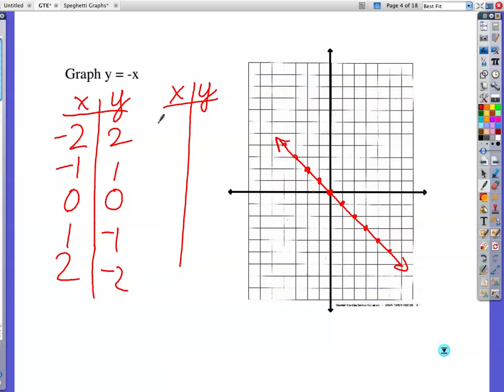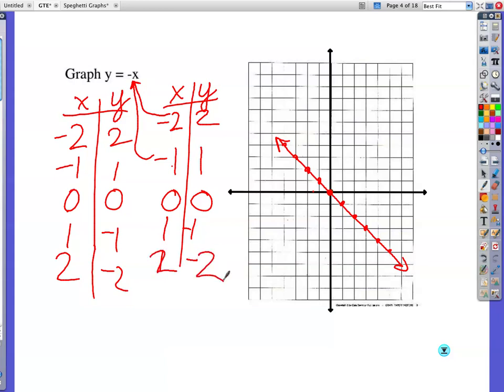I could put negative 2 in place of x. What's negative? Negative 2. Positive 2. If I put negative 1 in for x, negative 1 is a positive 1. Put 0 in. Negative 0 really just comes out to be 0, and so on and so forth. I should do 2, negative 2. Okay, one too many ways probably on how to do that.